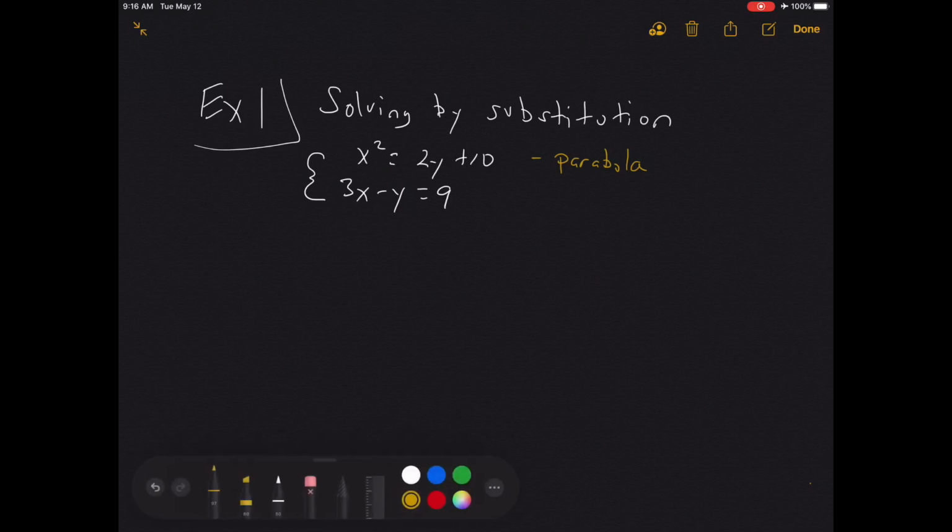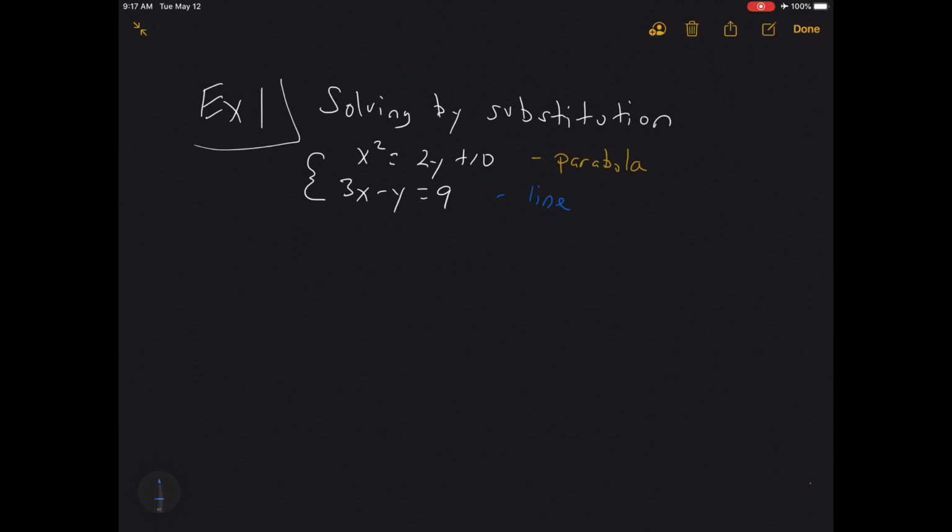The second one, well, there are no squares on either one of the variables, so that's linear. It's going to be a line. So what I have is a line intersecting, or possibly intersecting, with a parabola. If you think about it, a line could intersect a parabola 2 times, because it could cross through twice. It could touch just the outside of the parabola, or it might not touch it at all.